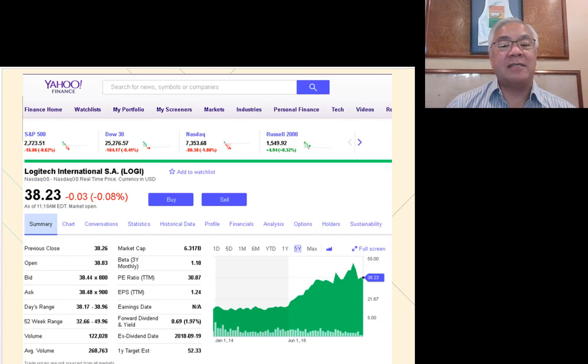We're going to go to Yahoo Finance as the data source. And there are many sources to find market data and price earnings ratios, but Yahoo is easy to use, and I like it because it's pretty comprehensive.